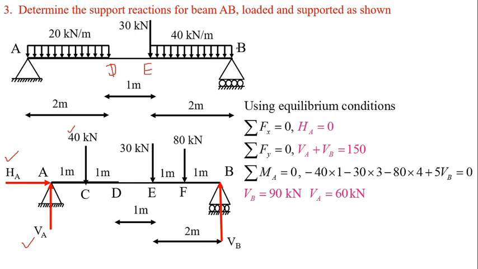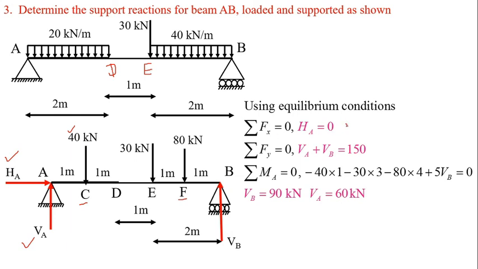Convert this UDL into a point load: 40 into 2, 80, and this equivalent point load will act at the center of BE. So, 80 kilonewton acts at 1 meter from B or 1 meter from E. Let us name these points as C and F. Now we have the free body diagram in terms of point loads. Let us apply the three conditions of equilibrium.